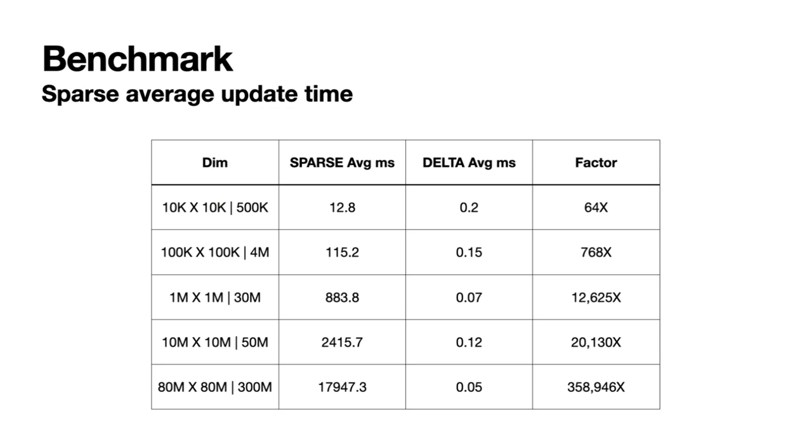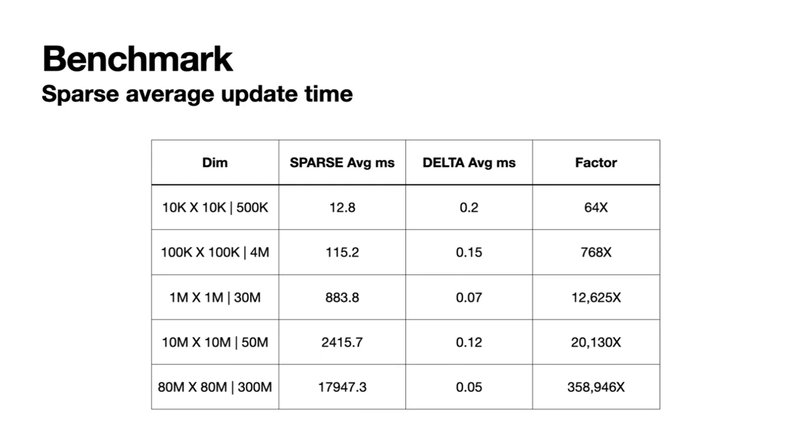So the column to look at is the third and maybe the fourth column. What's important to see here is not only that the update times are pretty reasonable, I would say, but the important thing to take away is that they're pretty much constant, not affected by the size of the graph or the matrix that we're working with. And you can see the scale of the improvement factor in the fourth column.